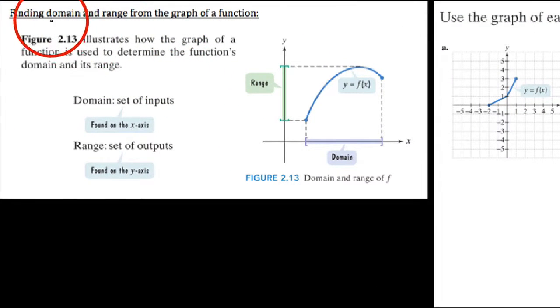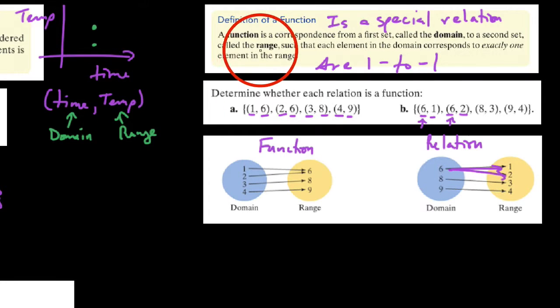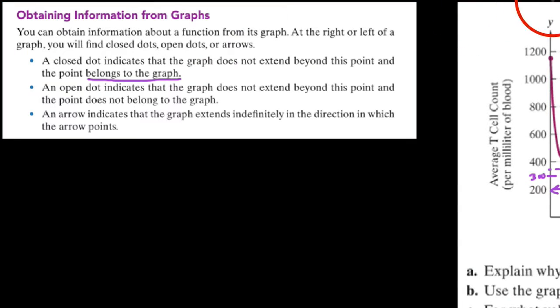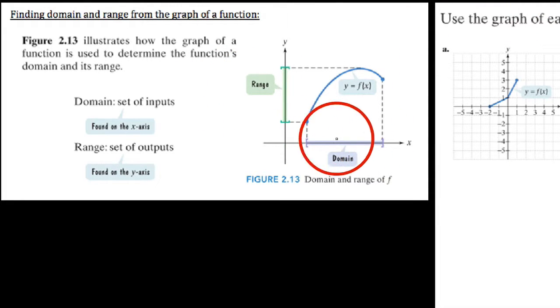Okay, YouTube, in this video we're going to determine domain and range from the graph of a function. And recall in our first video we talked about the domain values as being the input values for a relation and the range values as being the output values for that given relation. So when we talk about domain and range from the graph, we mean very much the same thing.